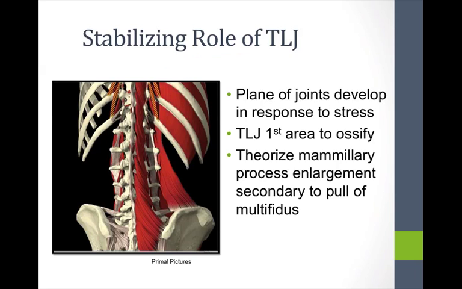An early sign of the stabilizing role of the thoracolumbar junction appears in the sequence of ossification. A number of reports have indicated that the first sites of ossification are consistently located in the lower two thoracic and first lumbar vertebral bodies.